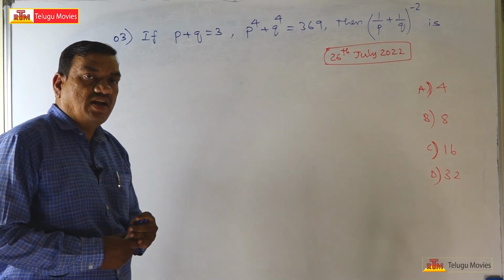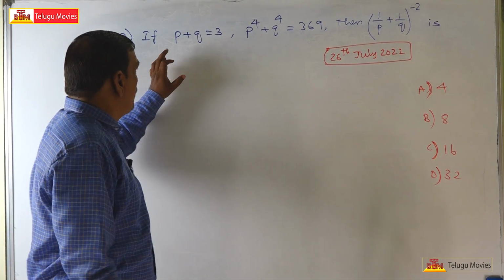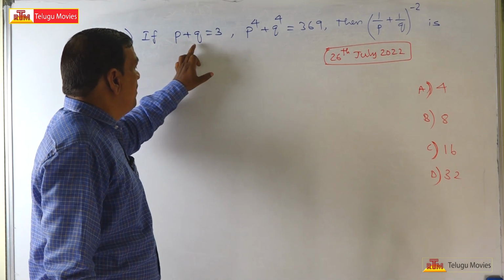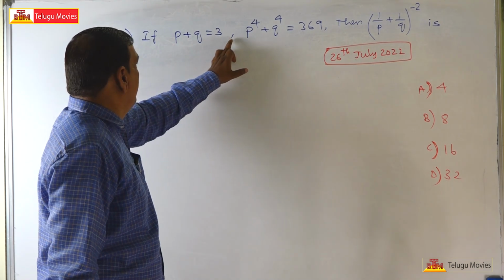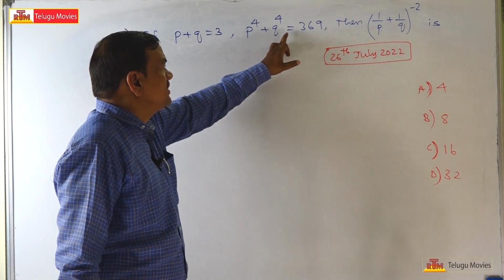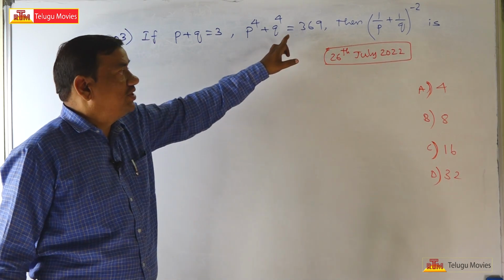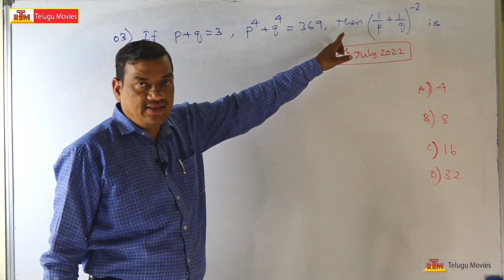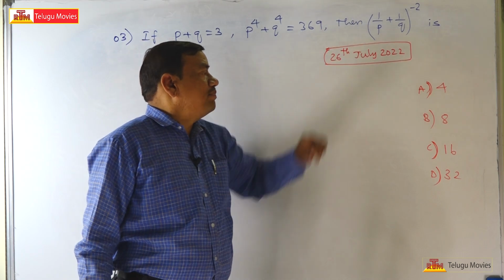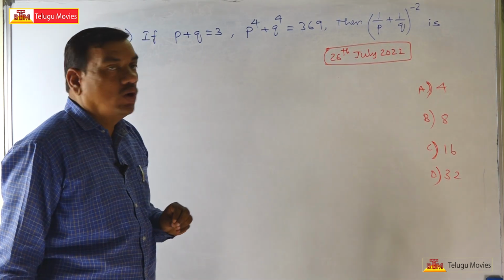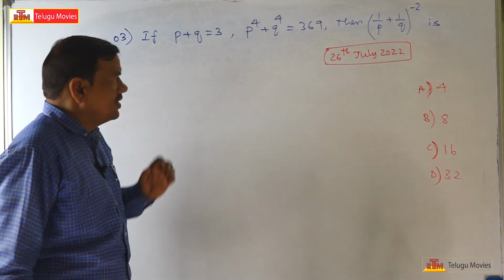Dear students, welcome to the next problem. So, here the problem is: if p plus q is equal to 3, and p power 4 plus q power 4 is equal to 369, then find (1 by p plus 1 by q) whole power minus 2.